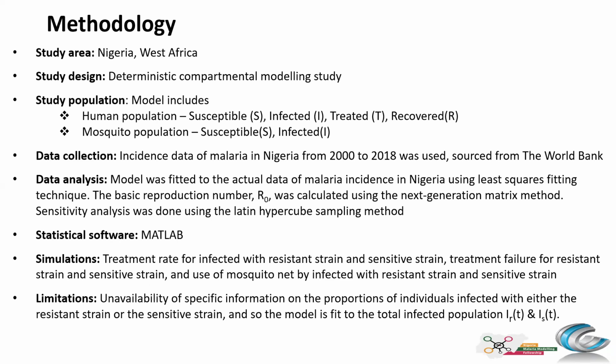In addition, using the Latin hypercube sampling method, the sensitivity analysis was done. Next, they went ahead to do simulations for the treatment rates, treatment failure, and the use of mosquito nets by individuals infected with the resistant strain and the sensitive strain. However, they had to fit the model to the data for the infected population because the data disaggregated by drug resistance status, that is by sensitive strain or resistant strain, was not available.